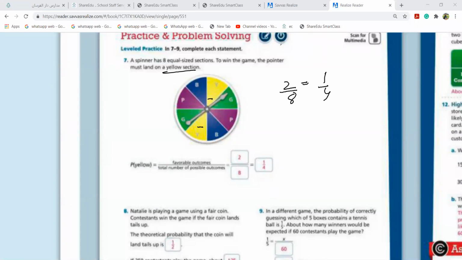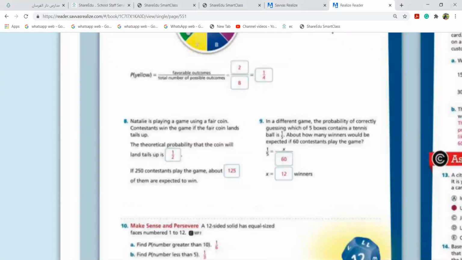Now next. Natalie is playing a game using a fair coin. Contestants win the game if the fair coin lands tails up. What is the theoretical probability that the coin will land tails up? Girls, we just have 1 head and 1 tail. So what is the possibility you get tail? 1 over 2, because there are 2 things, head and tail, and there is 1 possibility. So if 1 for 2 possibilities, for 250 contestants, how much? 1 over 2 times 250. That is 125.